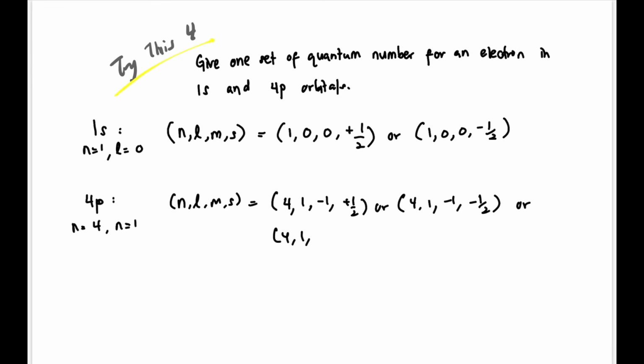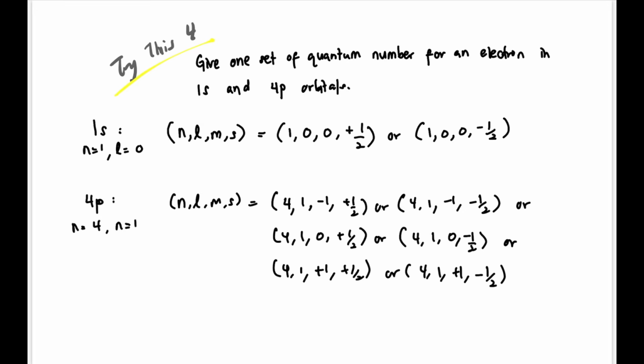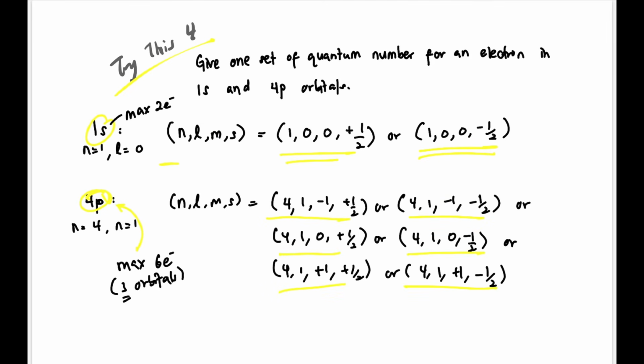Atau kita boleh juga tukar lagi sebagai 4, 1, 0, kita tukar dia punya m saja. Kalau kamu perasan, overall kita ada 6 set semuanya. So ingat 1s maximum 2 electrons. Ada 2 set di sana, so 2 electron maximum. 4p ada 6 set, maksudnya maximum ada 6 elektron boleh isi dekat 4p orbitals, sebab ada 3 orbital p di sana. So maximum 6.